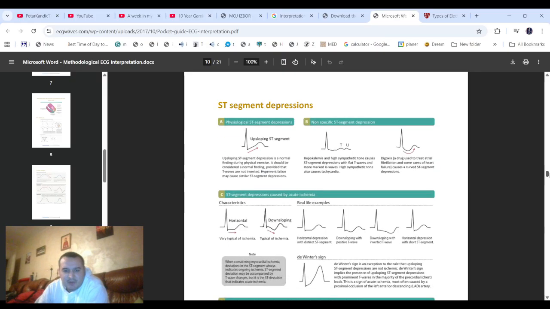ST segment depressions. So this is physiological, and here we have non-specific depression, which is like this one here. And then we have characteristics, horizontal and downsloping. Real life example. Positive T wave, inverted T wave, short segment, ST segment.